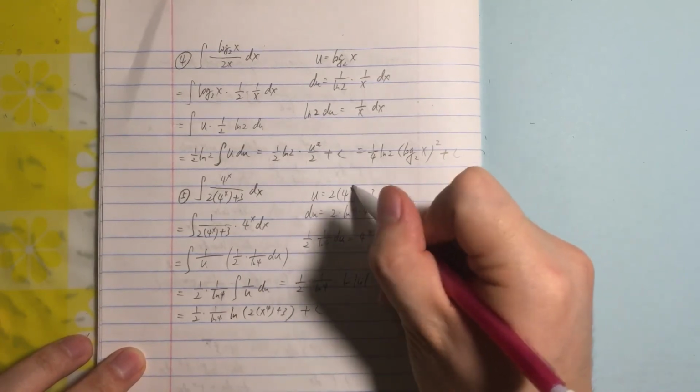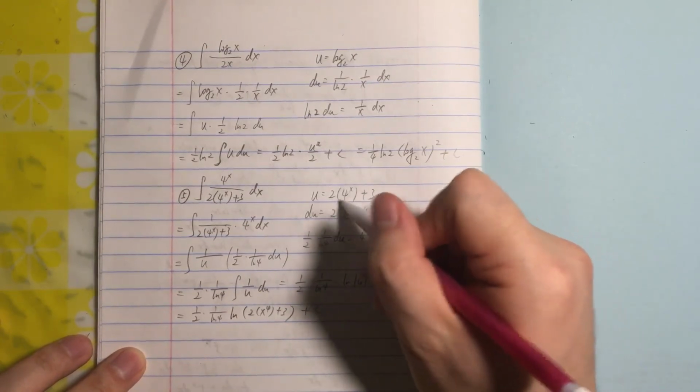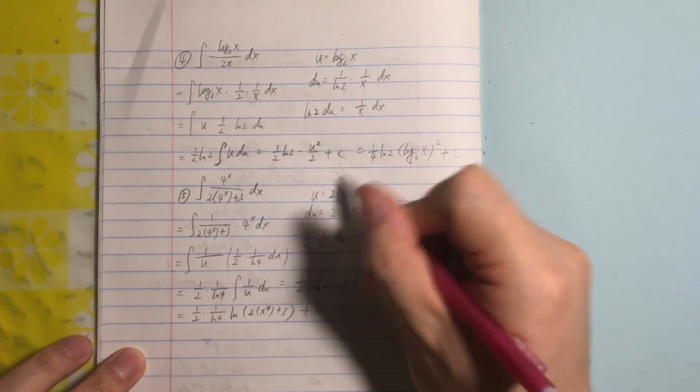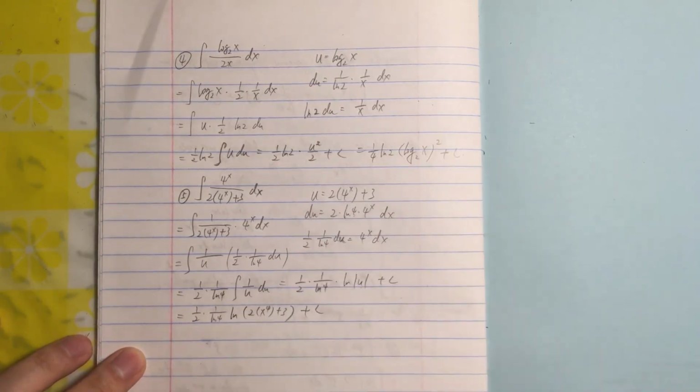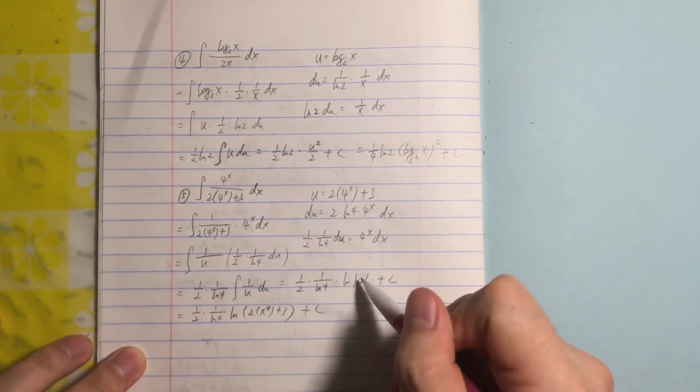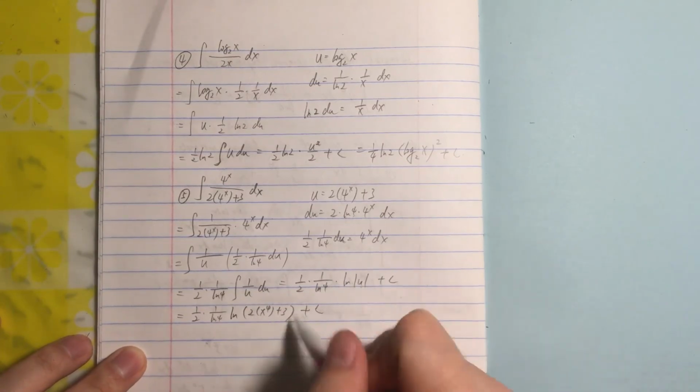Exponential function is always positive. 2 times a positive number is positive. A positive number plus 3 is always positive. Since we know what's inside absolute value is always positive, I can change absolute value to parentheses.